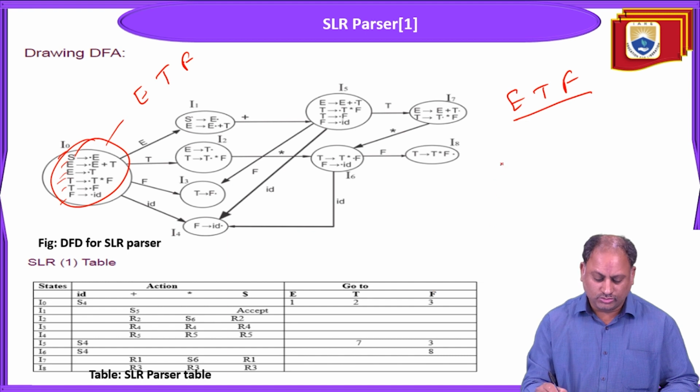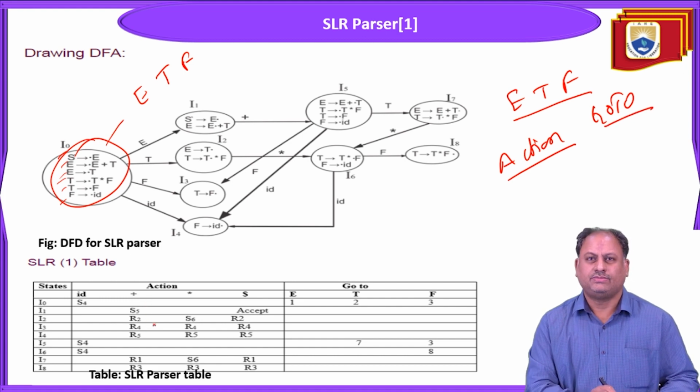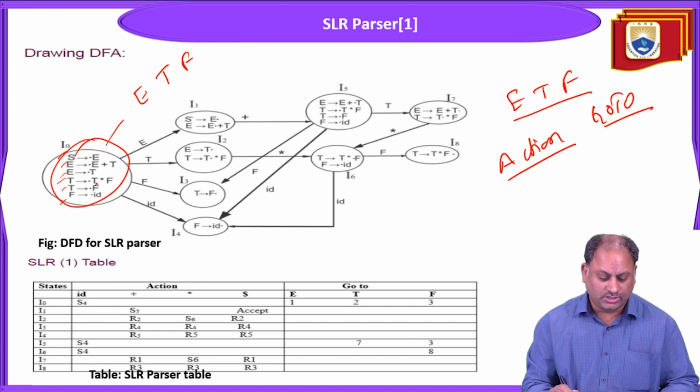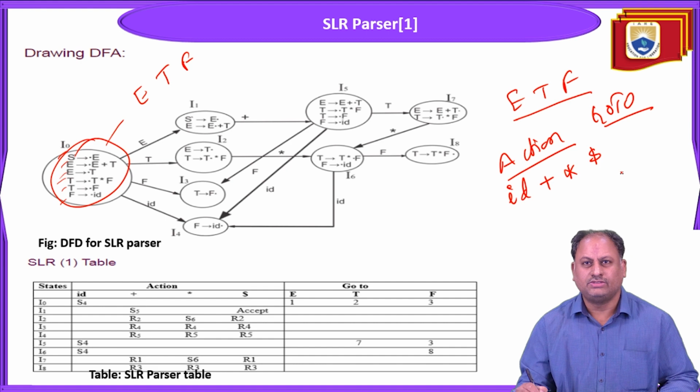We have to take two parts: one is the action part and the second is the goto part. In the action part, we include the terminals available in the given production list, so ID, the plus operation, the star operation, and we also have to include the dollar symbol to check whether the grammar is accepted by the SLR parser or not. And then the goto part considers the corresponding non-terminals.